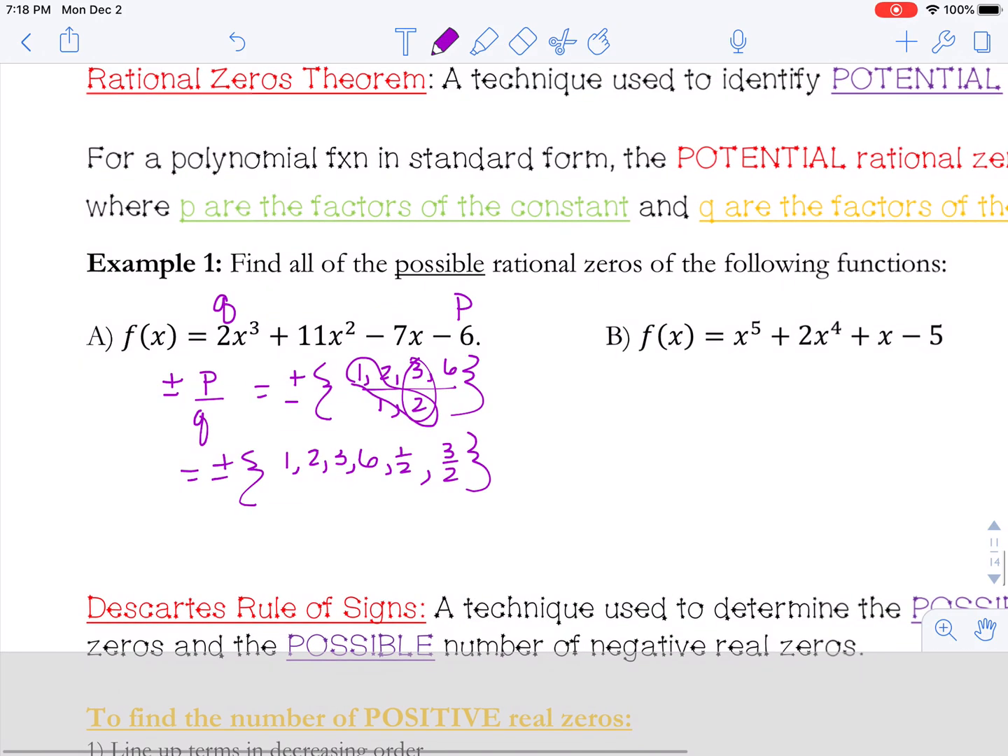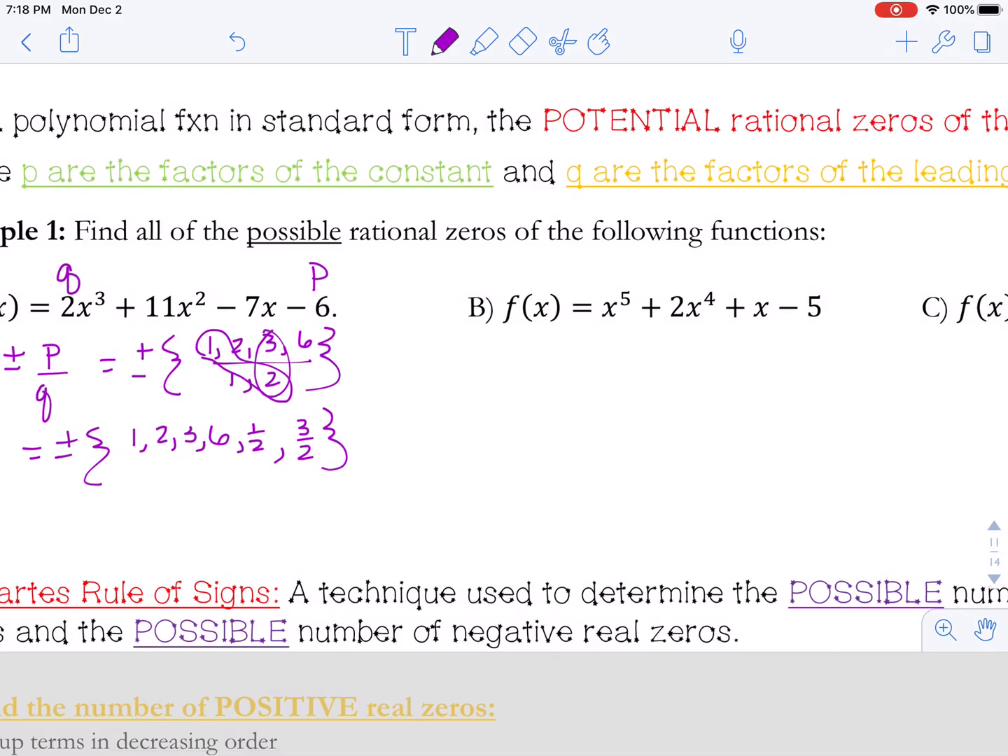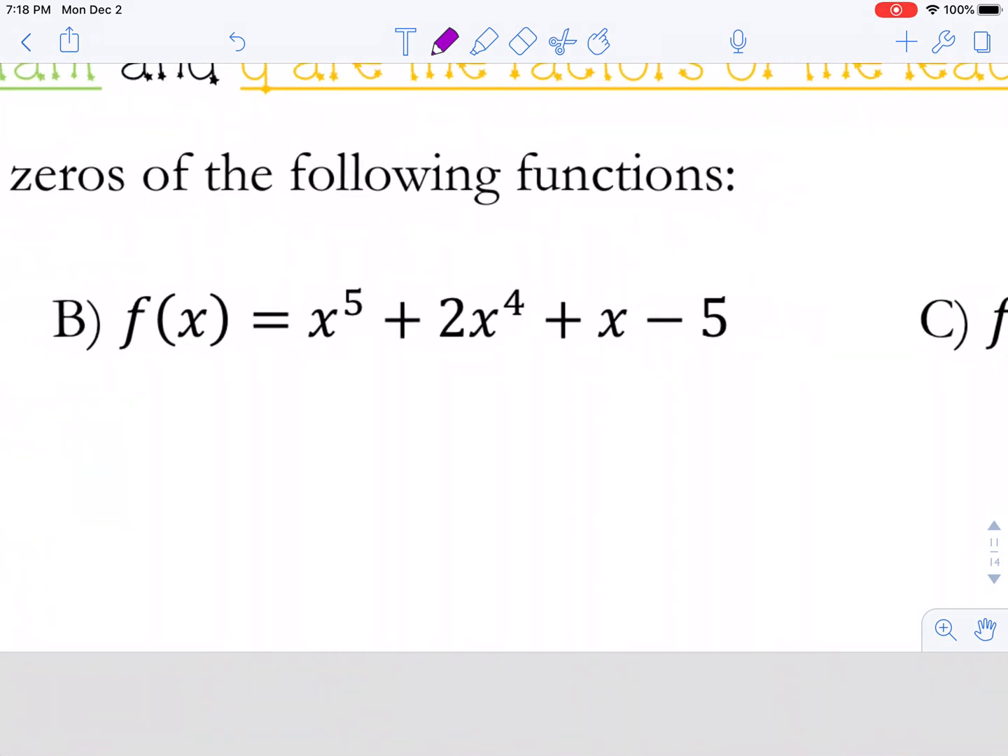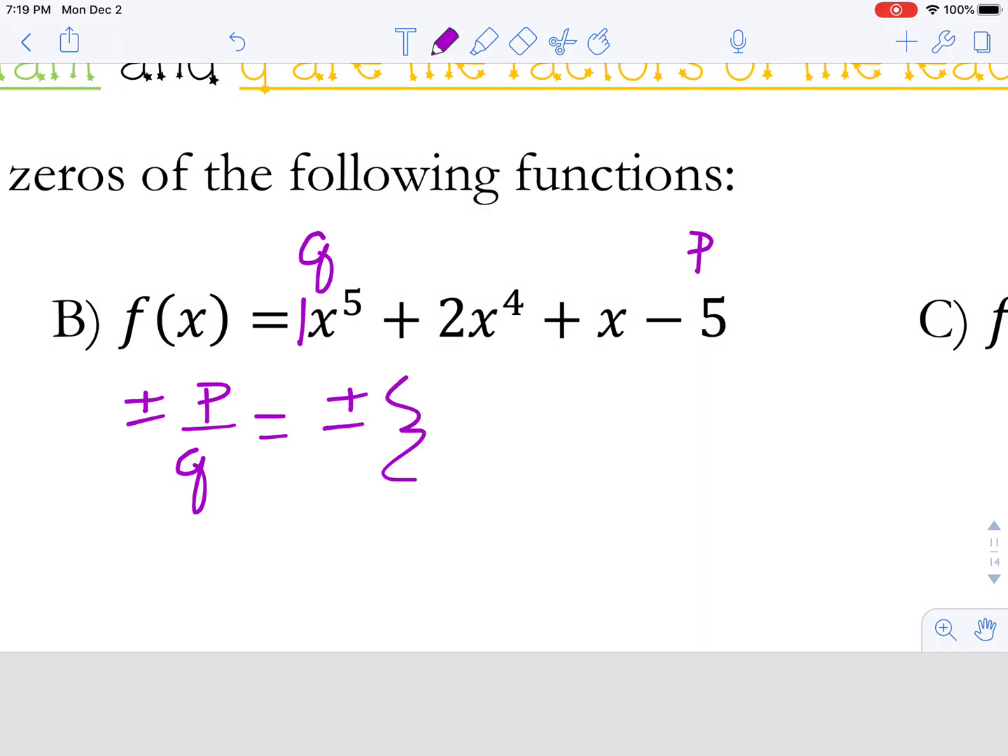We're not going to do every single one of these problems, but let's look at B. B, if I look at the same thing, I have Q and I have P. Now Q is 1 and P is 5. This is kind of a nice one because the only factors of 5 are 1 and 5. So I would have plus or minus p over q, which is going to be plus or minus factors of 5 are 1 and 5. Factors of 1 are just 1. So my final answer is going to be plus or minus 1 and plus or minus 5.